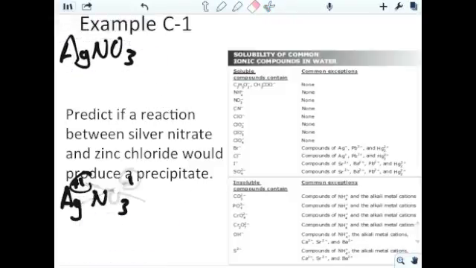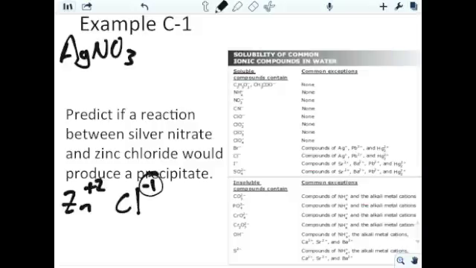Then we have our zinc chloride. So our zinc bonded to our chlorine. Zinc is going to be plus 2, chlorine's minus 1. We crisscross and we get ZnCl2. Okay, when we're looking at this, we take this other compound up here, and basically what we're saying is that we're putting them together in an aqueous form. We're putting them together with water.